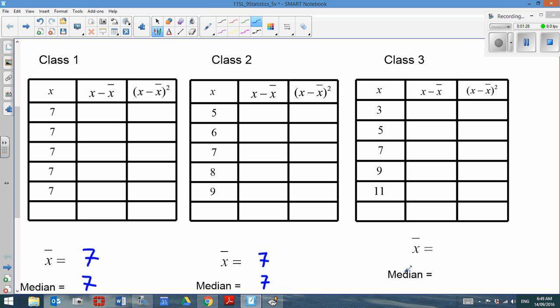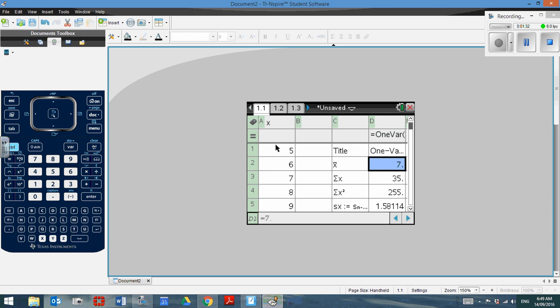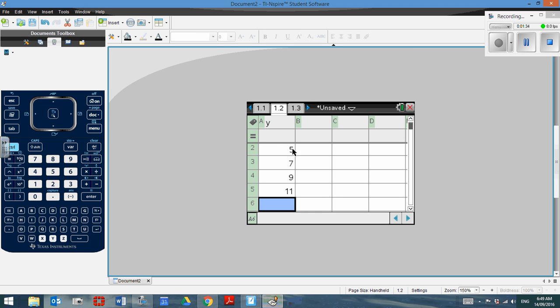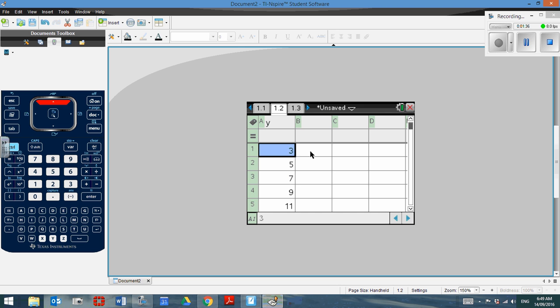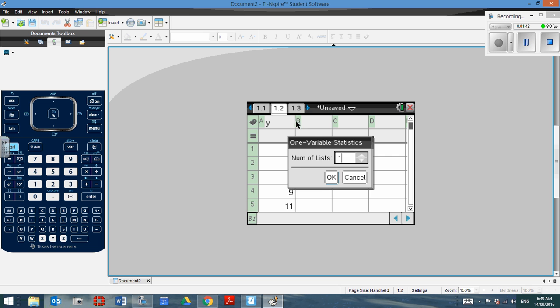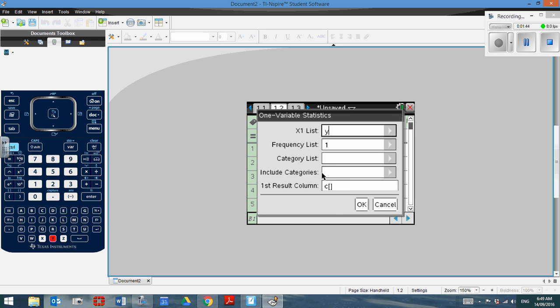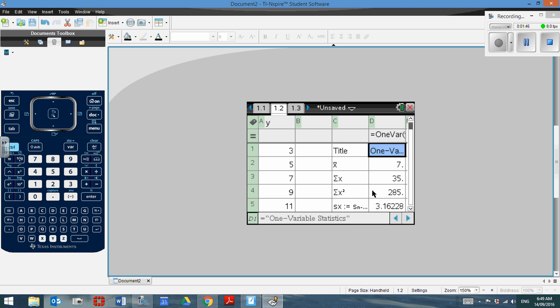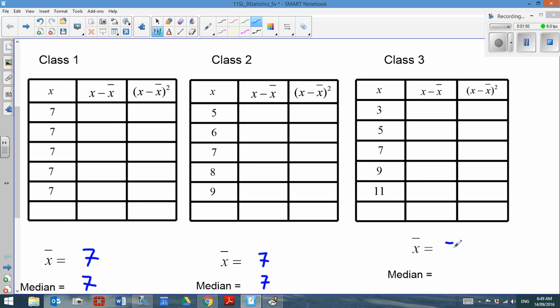Let's do the same thing now for class 3. So 3, 5, 7, 9, 11. That's my second spreadsheet here. I'm going to go to an empty cell, again menu, statistics, stat calculations, 1 variable, and I've called these Y. And my mean is also 7, and of course, my median is 7 as well.